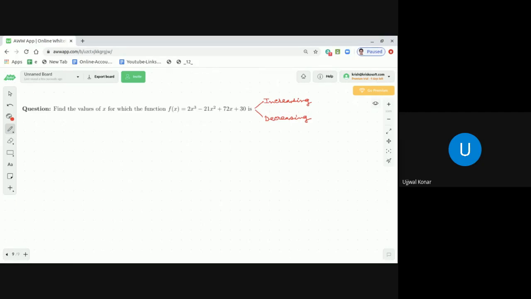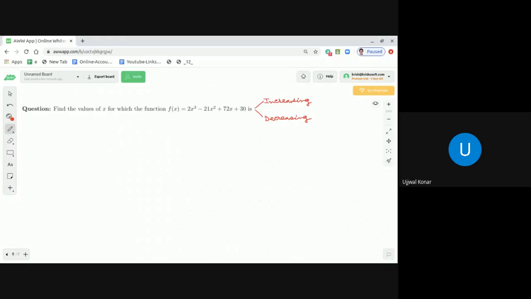But when the graphical representation of this function is not given, which is the practical case, when the question is given to you, no graphical representation will be given. A raw algebraic function is given in front of you, like what you see, f(x) equals 2x cubed minus 21x squared plus 72x plus 30. And by using differential calculus, you need to tell whether the function is increasing or decreasing.